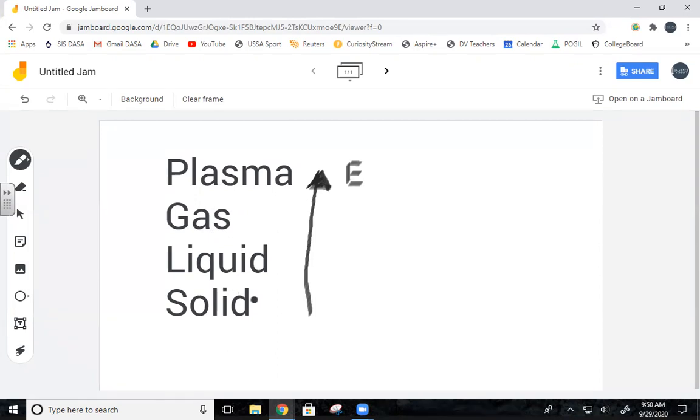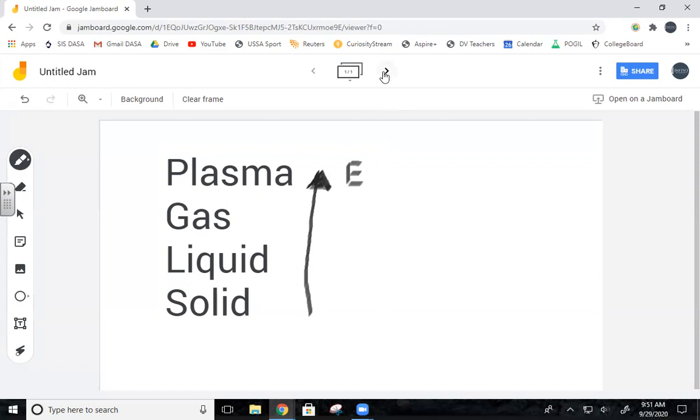Gases, liquids, solids. Miguel. So what is plasma? So we'll talk about what plasma is and compare it to the other states of matter. So don't worry, we'll get there. Okay? So gas, liquid, solid. Pretty straightforward. All right? Questions on any of that?